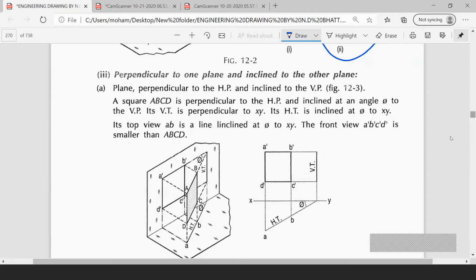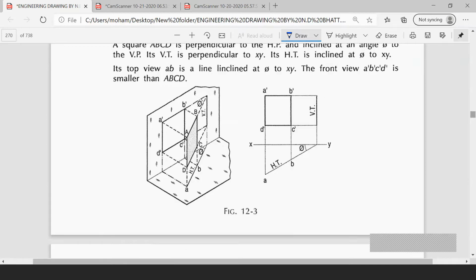Now it is inclined to HP and perpendicular to VP. If I take it like this, now it is 0 degrees with VP, parallel to VP. Now if I make the inclination, it is inclined to VP and perpendicular to HP. This is the condition where always the first inclination will be the surface inclination.